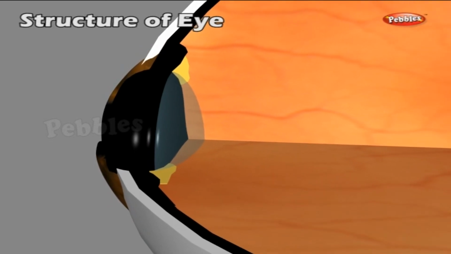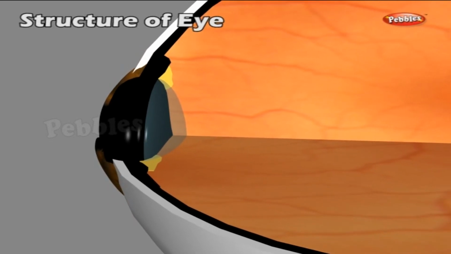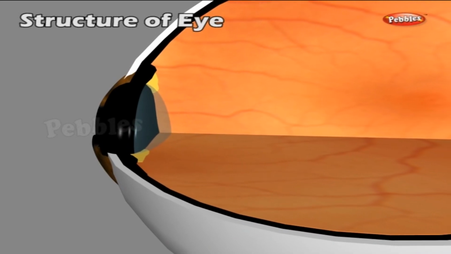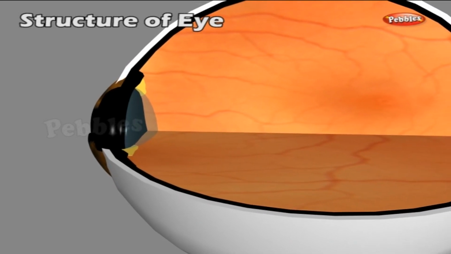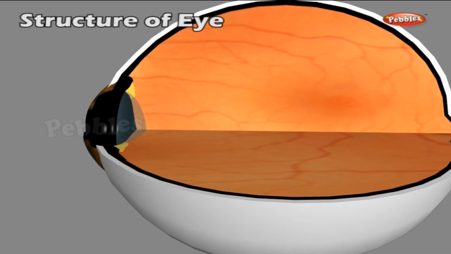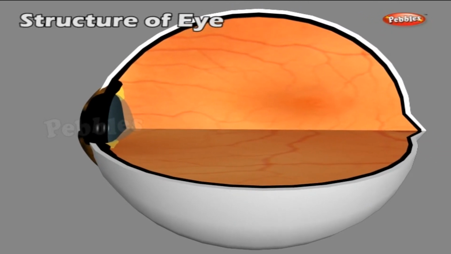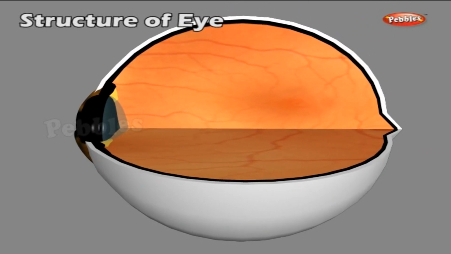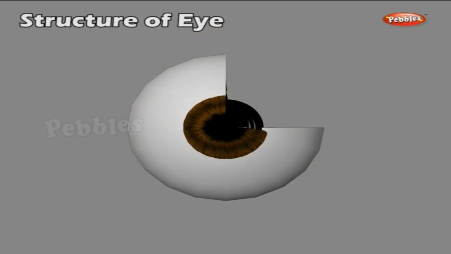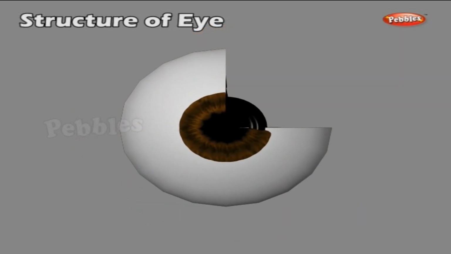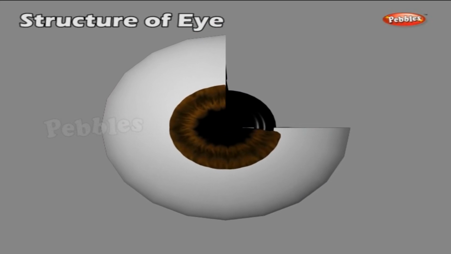The lens divides the eyeball into two chambers, the front chamber called the anterior chamber and the other between the lens and the retina called the posterior chamber. The anterior chamber is filled with a fluid called aqueous humor, while the posterior chamber is filled with a jelly-like substance called vitreous humor.